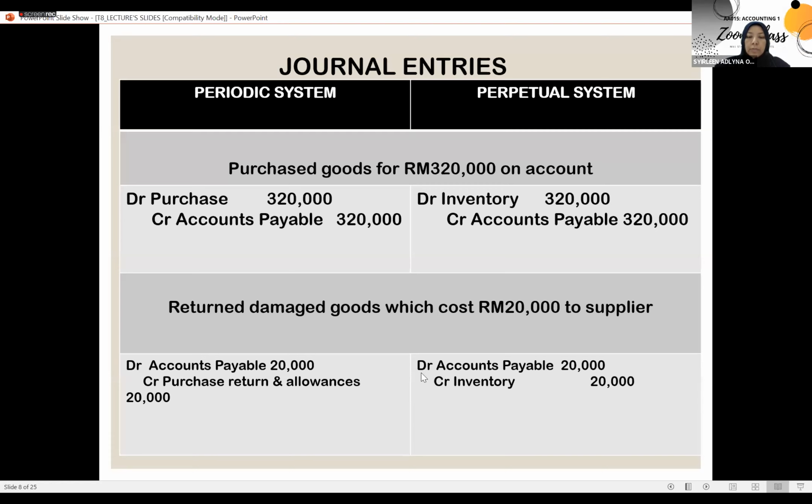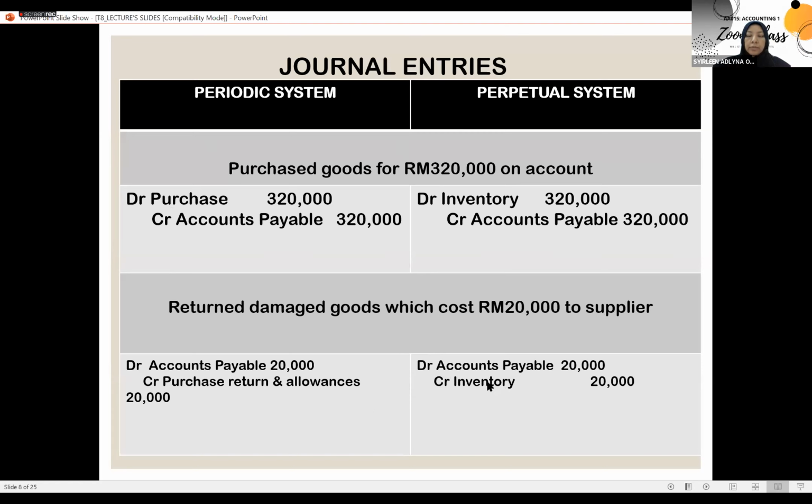Okay, so kita akan debit accounts payable. That means yang pulangkan barang ni saya sebab kita sedang cerita tentang purchase. So the purchase is made by me. So this record is made by my company. Okay, so bila I return barang tu kepada supplier with the amount of 20,000, so kita akan debit accounts payable 20,000. Kita akan credit inventory with the same amount.